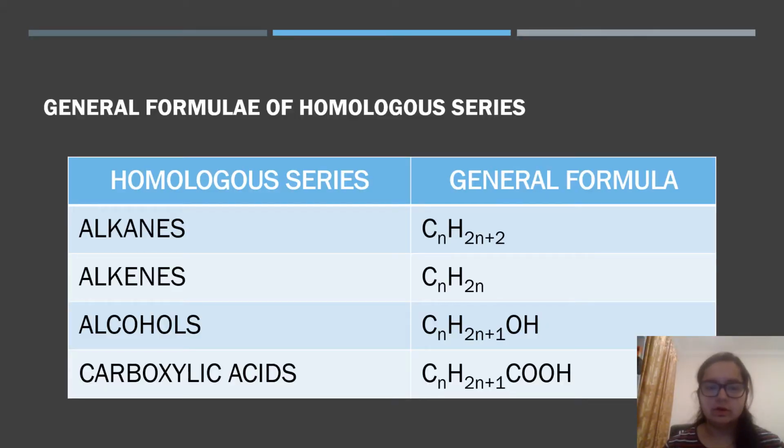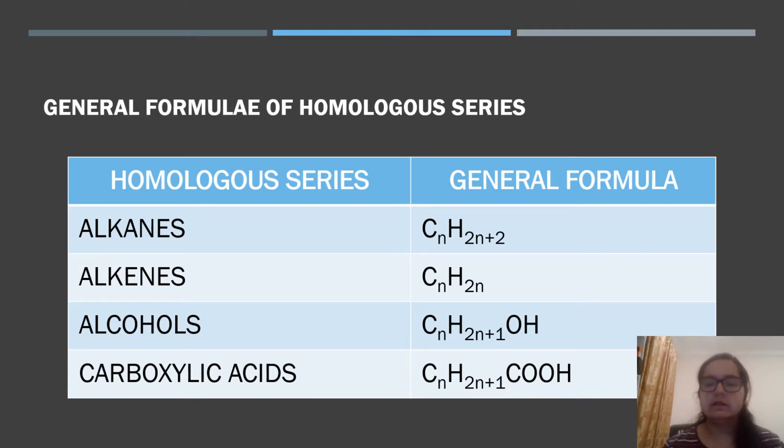The general formula of the homologous series alkanes is CnH2n+2. n is the number of carbon atoms. So let's say there are two carbon atoms. So C2, then H, 2 times 2 is 4, plus 2 is 6. So C2H6 will be the formula of the alkane. And the same goes for alkenes. Alkenes have the general formula CnH2n. So whatever carbon number you have, you just need to substitute the value of n and you will get the formula.